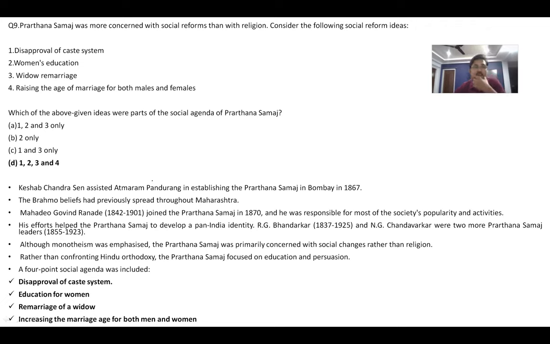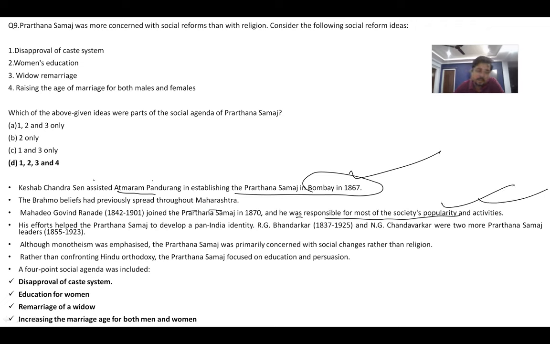Keshab Chandra Sen assisted Atmaram Pandurang in establishing the Prarthana Samaj in Bombay in 1867. Brahmo beliefs had previously spread throughout Maharashtra. Mahadev Govind Ranade joined the Prarthana Samaj in 1870 and he was responsible for most of the society's popularity and activities. His effort helped Prarthana Samaj to develop a pan India identity.